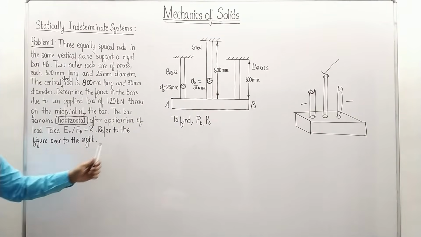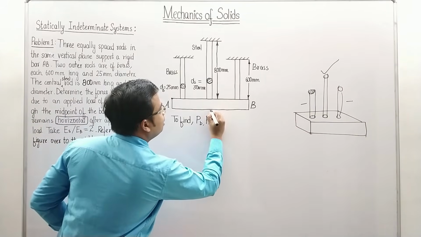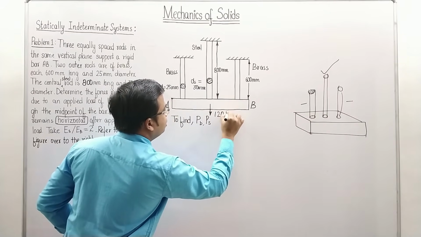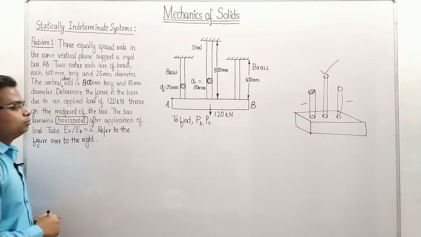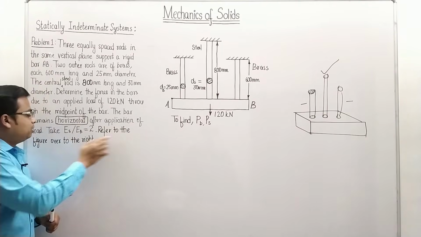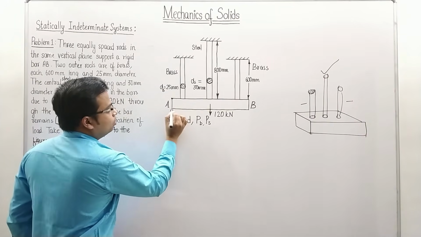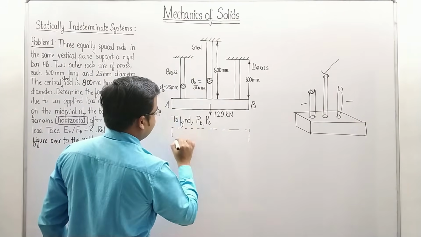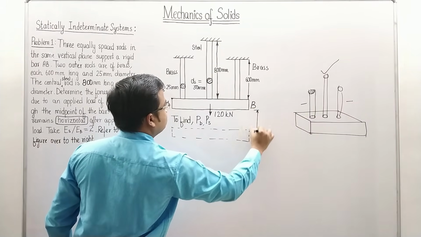Now, there is this force acting, 120 kilonewton, through the midpoint of the bar. The magnitude is 120 kilonewton. Anything else? The bar remains horizontal after application of load. Take ES over EB and refer to the figure. Let's say after application of load, the bar reaches this position. In that case, the bar must have traveled a certain distance, isn't it? This is the deflection in the bar.